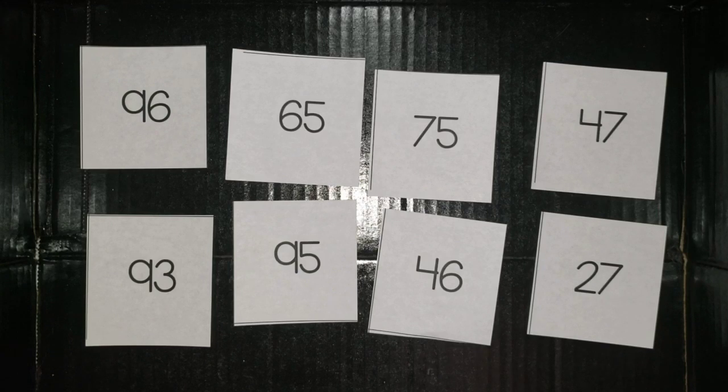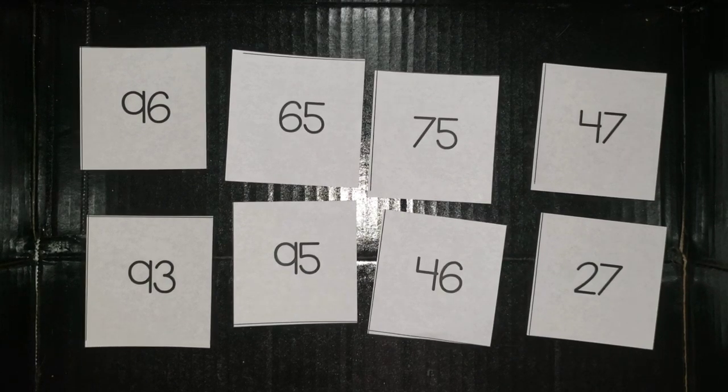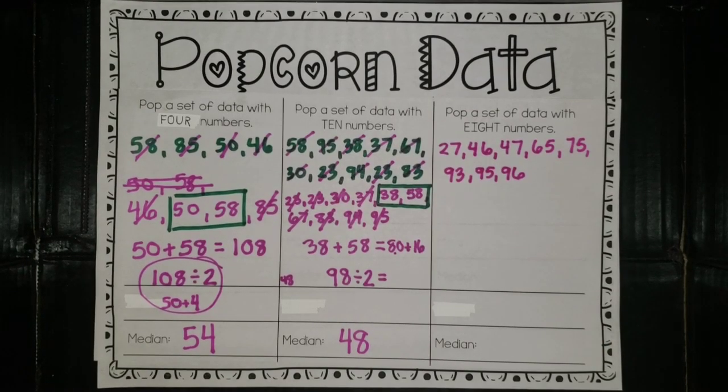Here is your last data set, 8 different numbers. Please take a moment to pause the video to write these numbers down. You might even want to take the time to write these numbers down in order from least to greatest. Here are the numbers in that data set, ordered in ascending order from least to greatest. 27, 46, 47, 65, 75, 93, 95, and 96.